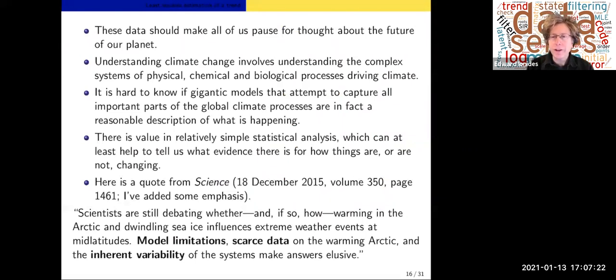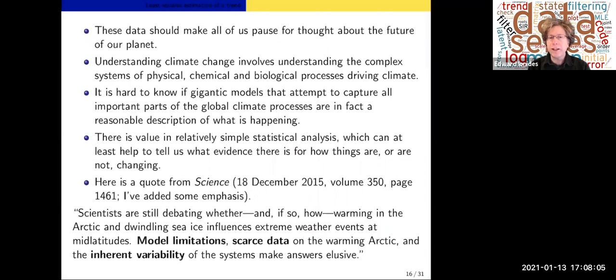And perhaps the question in this course is, what can statisticians do? What's the role of time series analysis? And here's one perspective on that. Understanding climate change involves understanding the complex systems of physical, chemical, biological processes driving climate. That's what geophysicists and climatologists spend their life studying. Some of them build gigantic or very complex models to capture all important parts of the global climate processes and try to produce a description of what's happening that's good enough to explain the past and predict the future.